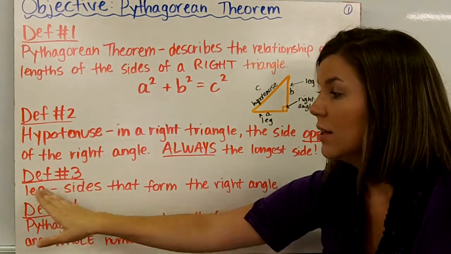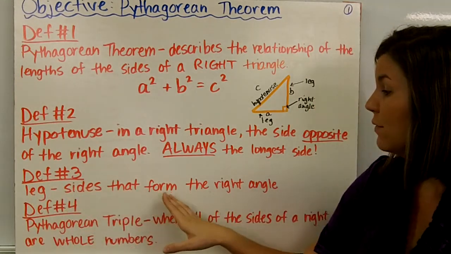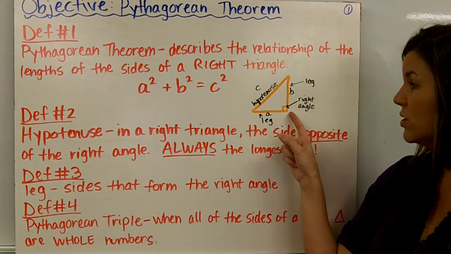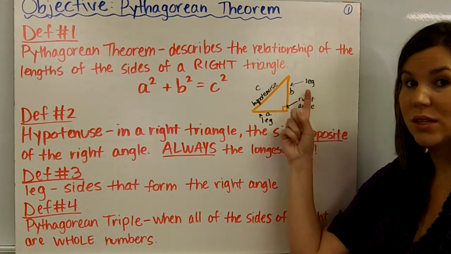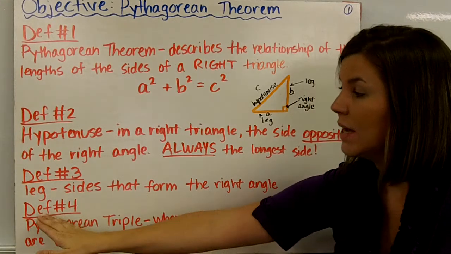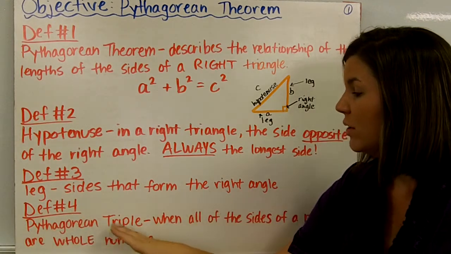Definition number 3, the leg. Sides that form the right angle. So here's the right angle, and sides A and B are both called legs because they meet to make that right angle.